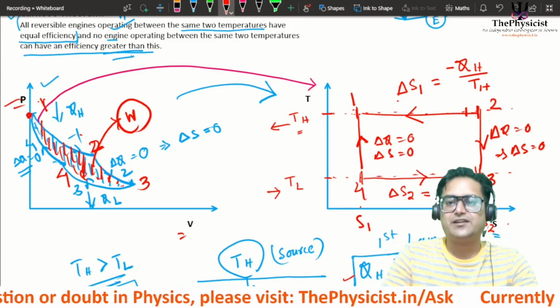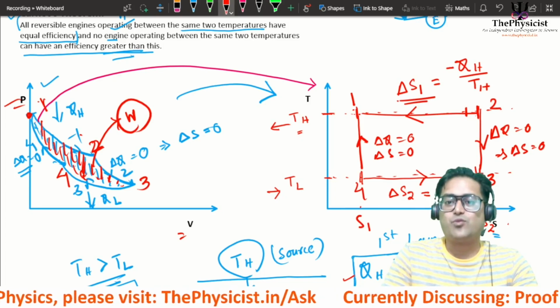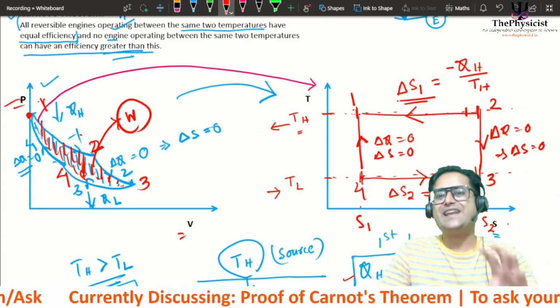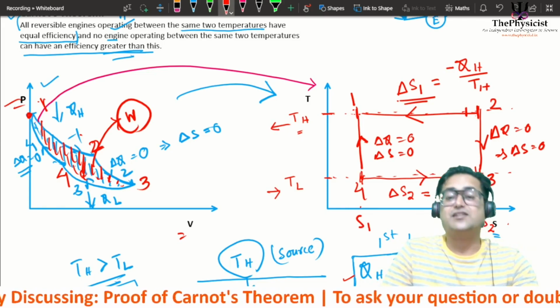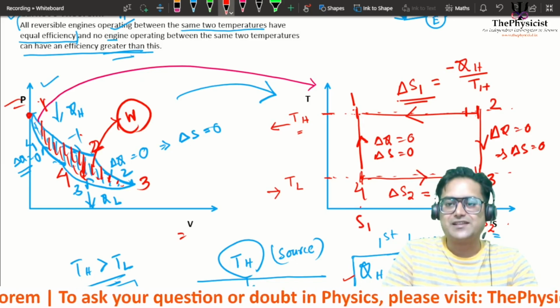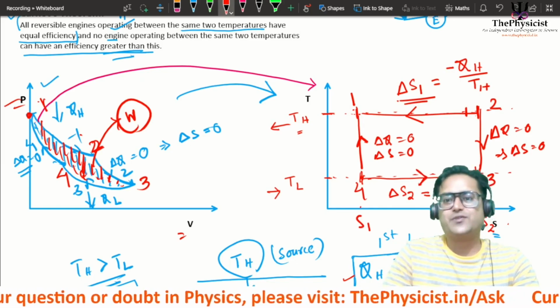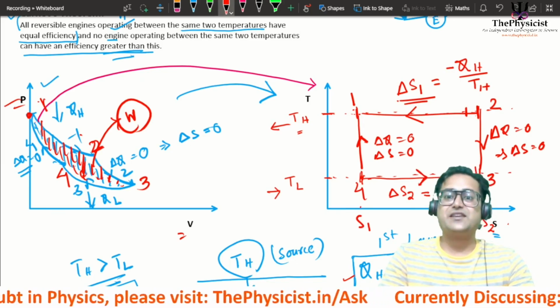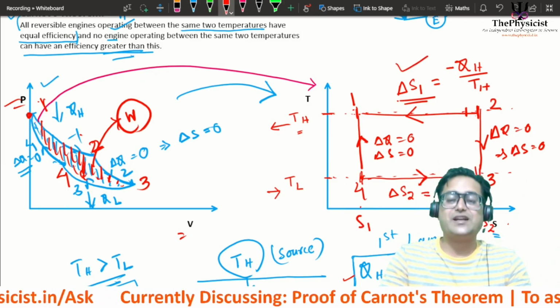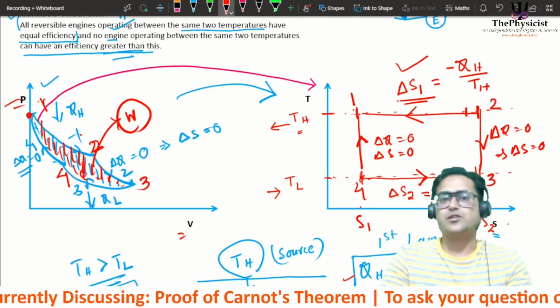So basically entropy decreases from 1 to 2 for the source, and it actually increases for the sink from 3 to 4, right? So here it is increasing. Now understand delta S1 and delta S2: if you just consider the source or the sink, you might find the source entropy is decreasing. And that's possible.